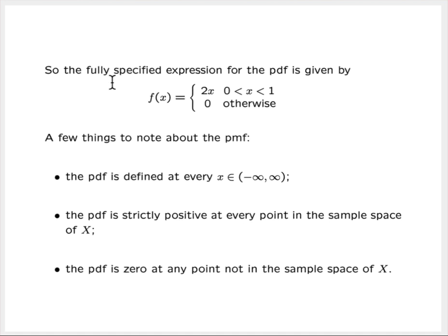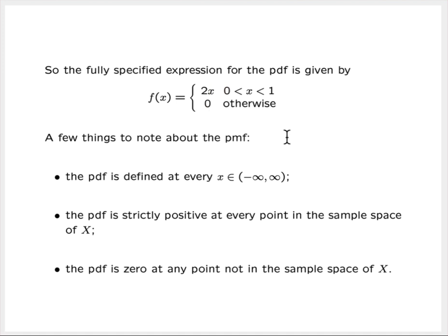All right, and so now we can plug that into the expression for the PDF that we had in the statement of the problem, and we get the fully specified expression for the PDF. For values of x between 0 and 1, the PDF evaluates to 2 times x. And then for any other value of x, the PDF evaluates to 0.